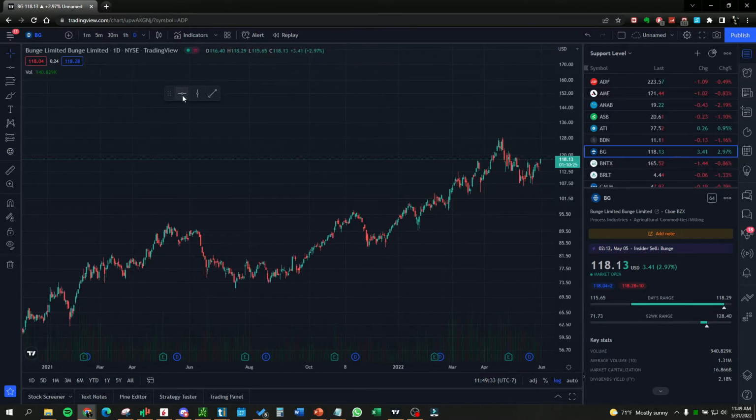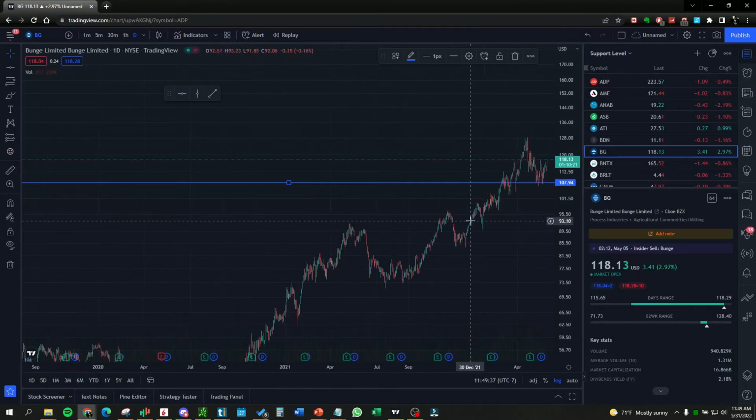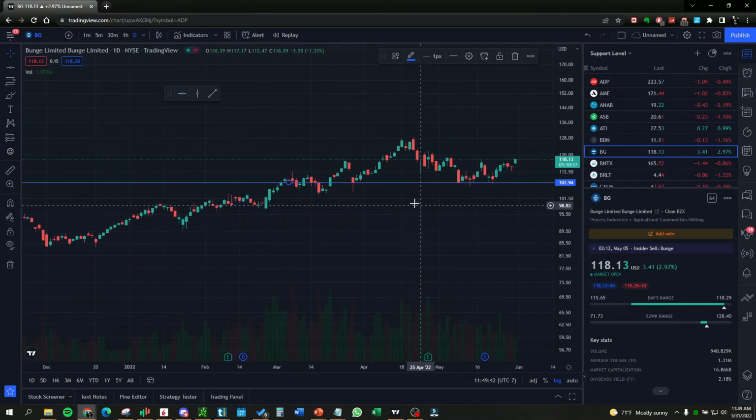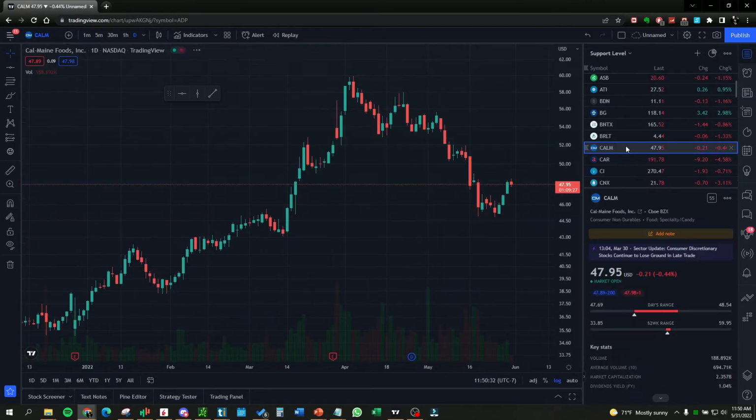So the relevant level right here is not so far. It's right here. And area of consolidation, tail. So this area right here, it's an area of interest. Next.